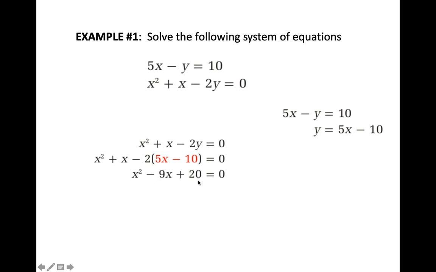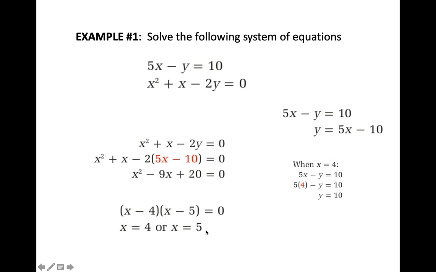Sure enough, -4 and -5 will do it for us, which means we have two solutions, x is a 4 and x is a 5. And once we know that x is a 4 and x is a 5, then we should go back and see if we can figure out what y is. If x is a 4 and I plug it into this equation, that's telling me that y is a 10. So I've got one solution, 4 comma 10.